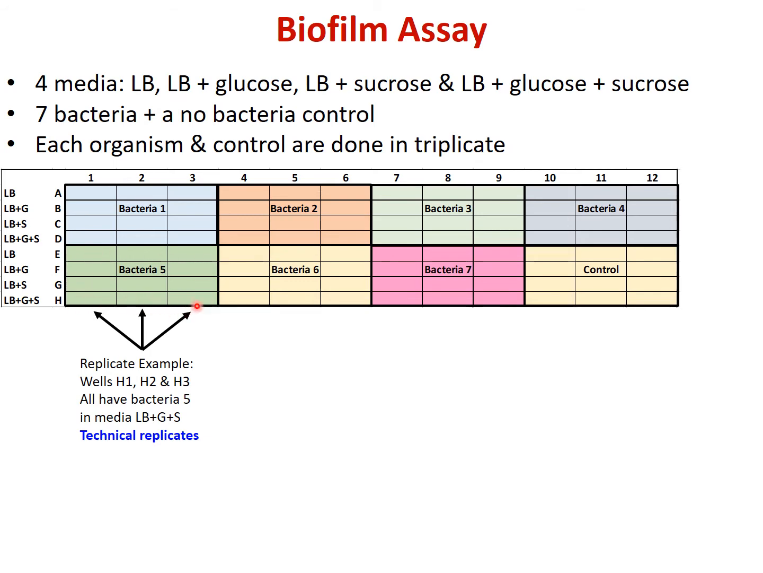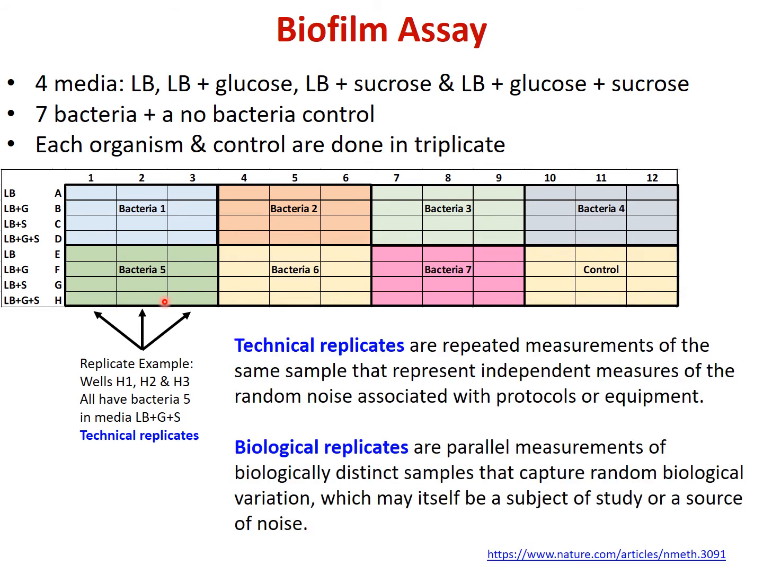Now, if you look at these blocks, we'll look at just row H here. These are all going to have the same media and the same bacteria. So these are going to be replicates of each other, but these are going to be technical replicates. So what does that mean? Technical replicates are repeated measurements of the same sample that represent independent measures of the random noise associated with the protocols of the experiment. So what does all that mean? It's basically how well have you pipetted everything? Is everything working well? So it's sort of checking on you and the equipment that we're using.